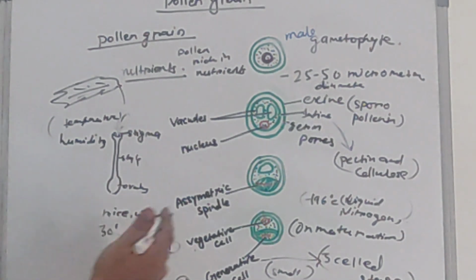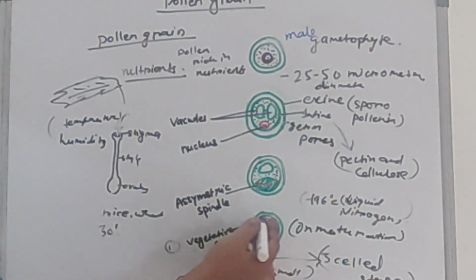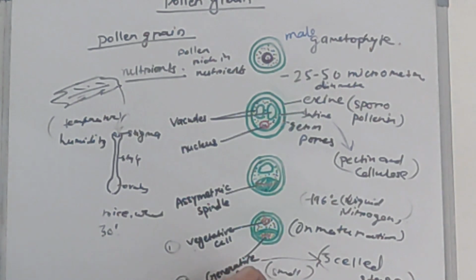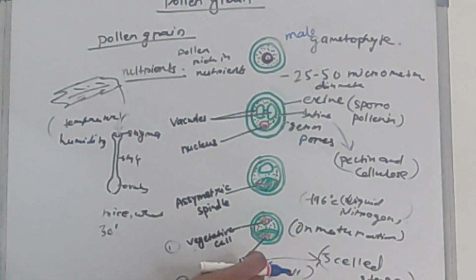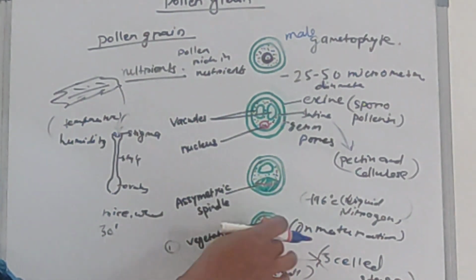Yes. Now the second one is the generative cell. The vegetative cell has a large nucleus, but the generative cell is small and floats in the cytoplasm of the vegetative cell.